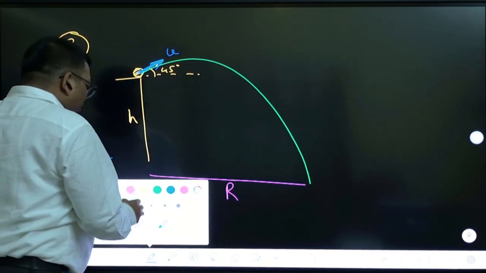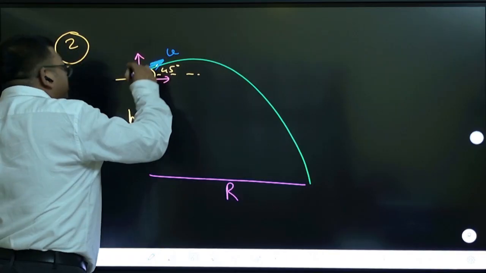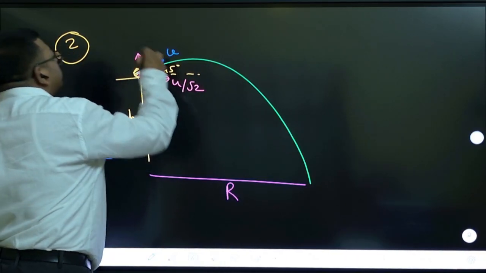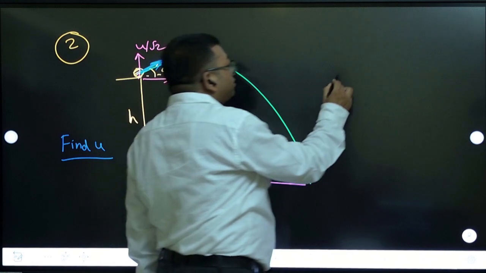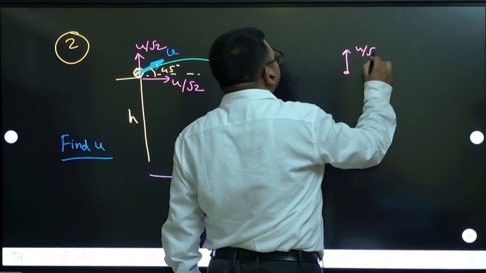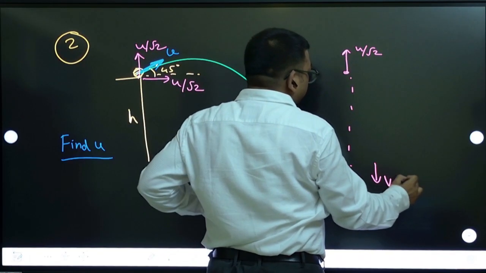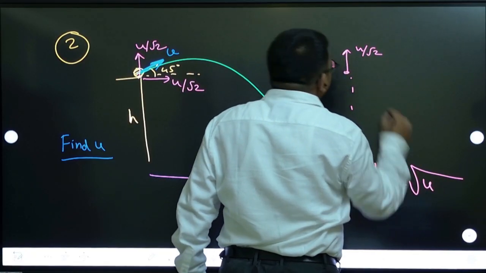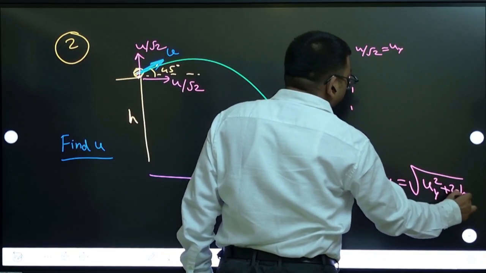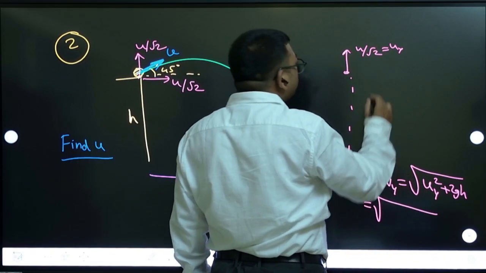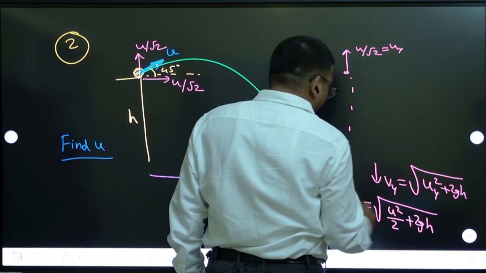Okay, so range we know. So note that here if I resolve this u, because it is 45 degrees, so cos 45, sin 45 resolve. So u by root 2, it is also u by root 2, right? And the time it takes, now you consider only vertical motion. So this is u by root 2, and it is coming a height of h below. It will be coming with a velocity vy. This vy is root under uy square plus 2gh, where uy is the initial velocity. So uy square has become u square by 2 plus 2gh, that is what it is, vy.